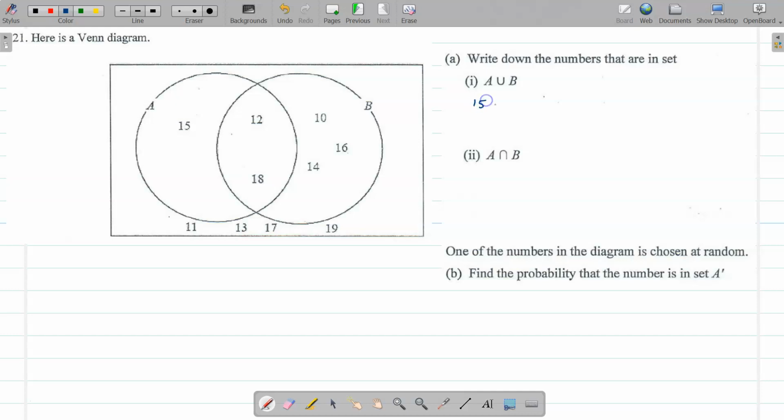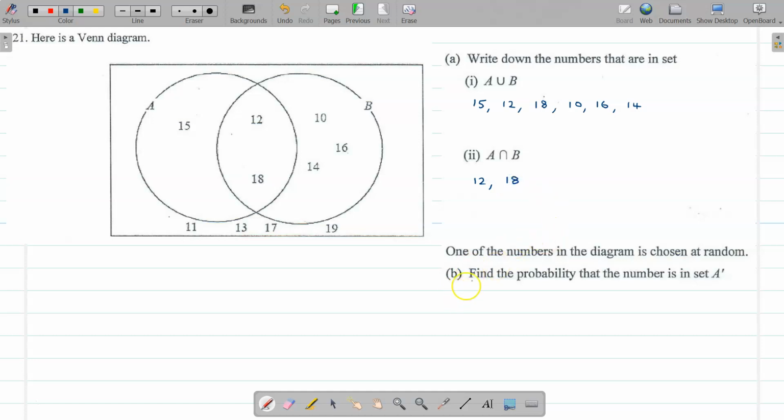So we have 15, 12 and 18 in the overlap, but we also have 10, 16 and 14, which are just in B. So that's 6 numbers inside any of the circles A and B. Now the intersection is the numbers that are in both A and B. In other words, the ones in the overlap in the middle. So they are 12 and 18.